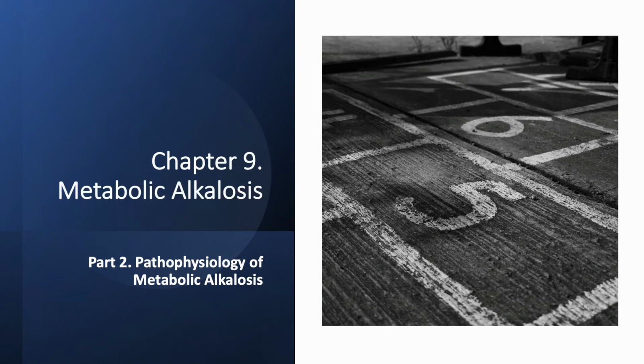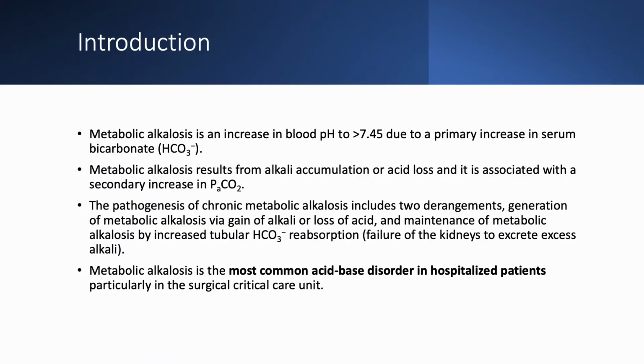We are still on Chapter 9, Metabolic Alkalosis. Today is Part 2, and it is dedicated to the pathophysiology of metabolic alkalosis. Let's summarize. Metabolic alkalosis is an increase in blood pH to over 7.45 due to a primary increase in serum bicarbonate. When that happens, you are going to have a secondary increase, or respiratory compensation, which is a secondary increase in PaCO2. Now, metabolic alkalosis either is the result of alkali accumulation or acid loss.